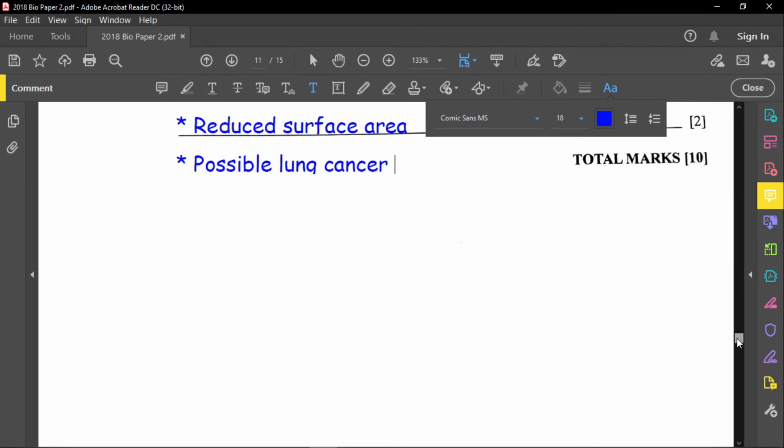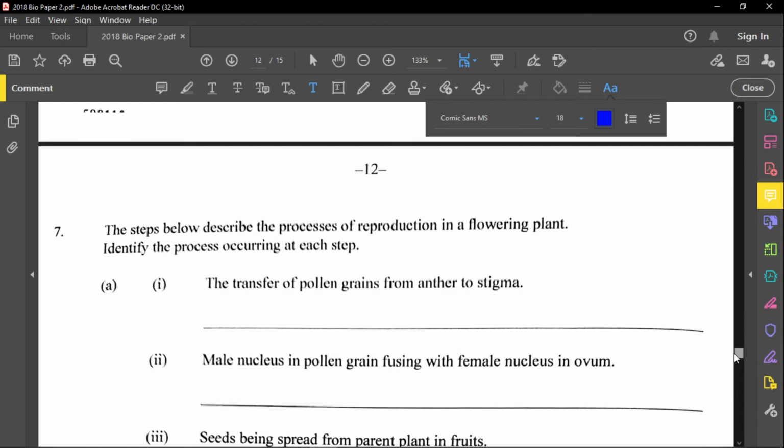Okay, all right. So we have another question, question number 7, and we have one more question after this, and we are done. I'm just trying to go a little bit faster so I don't hold you too long today. All right. So the steps below describe the processes of reproduction in a flowering plant. Identify the process occurring at each step.